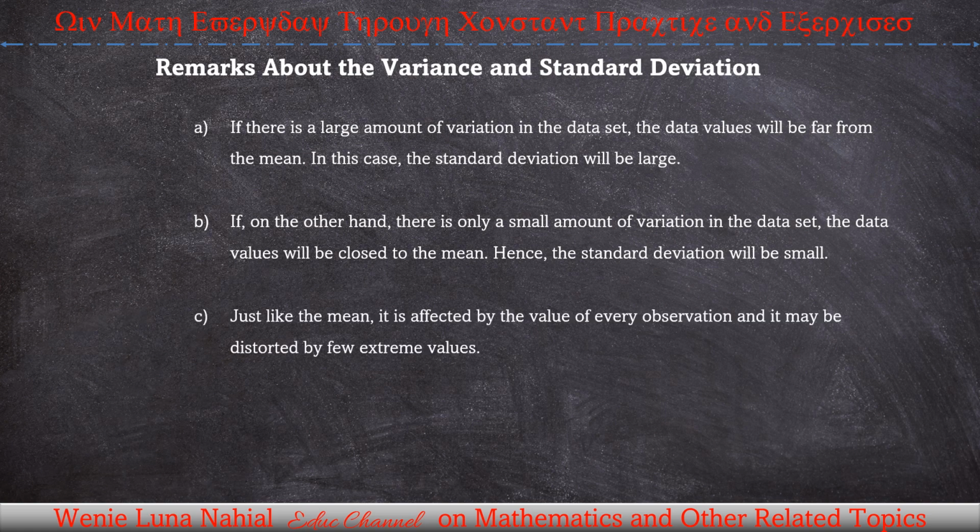Just like the mean, it is affected by the value of every observation, and it may be distorted by a few extreme values. This would happen because every observation is used in the calculation. So extreme values would likely affect it. It is always positive.